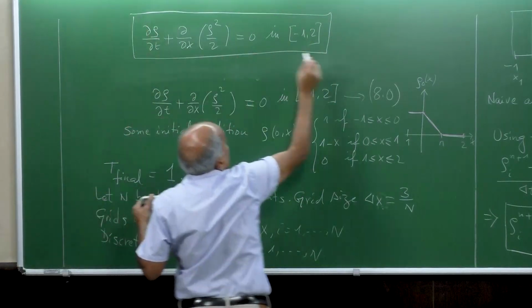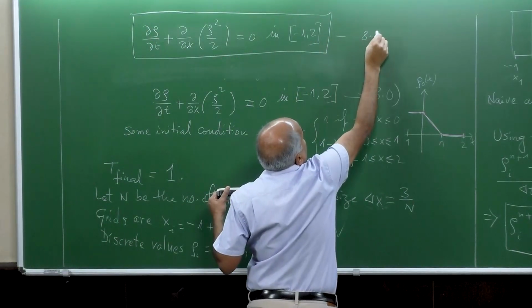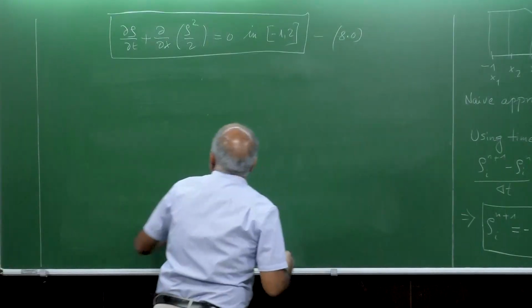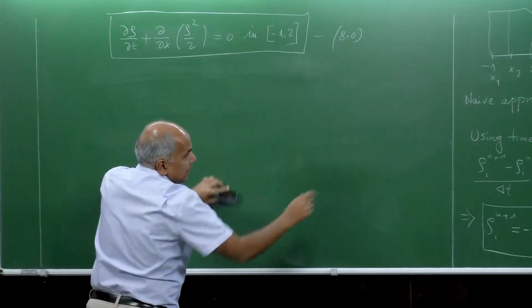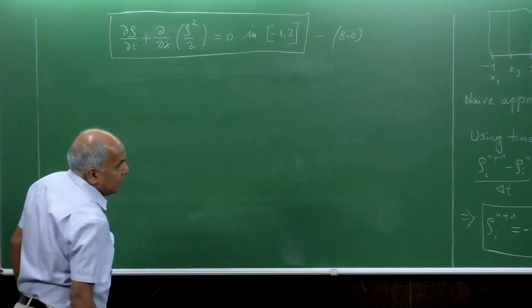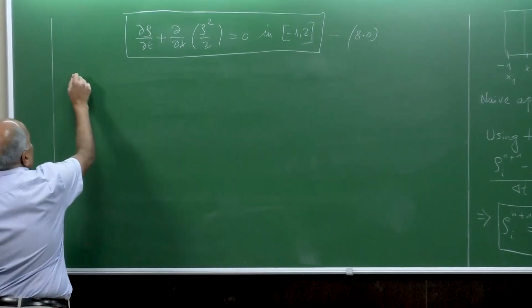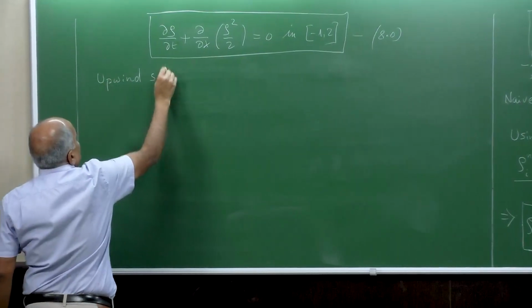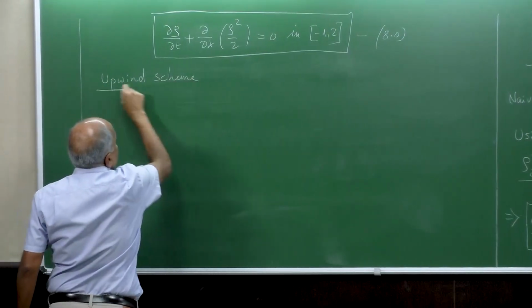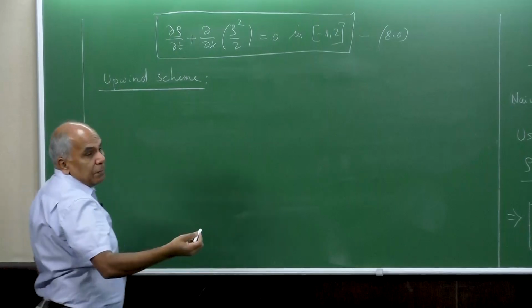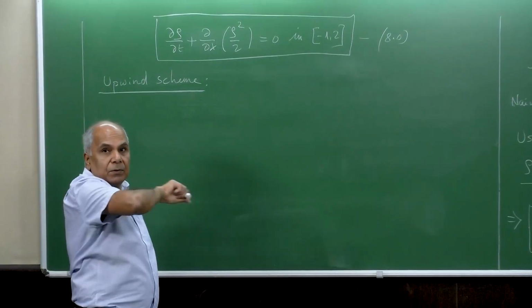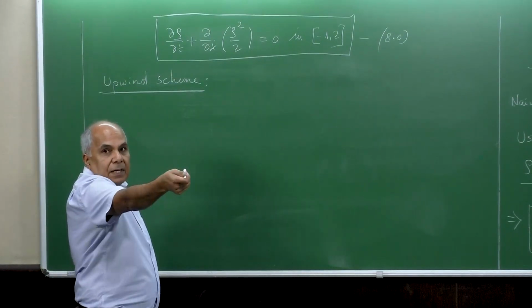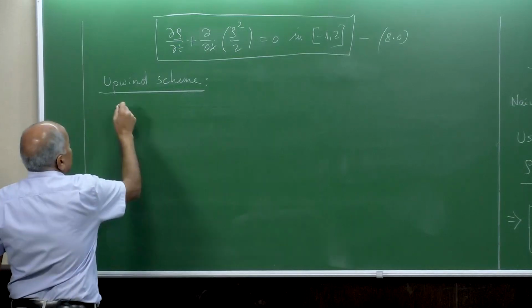So this is my master equation 8.0. Now if the central difference or naive approximation fails, we do the upwinding. Same idea as before: if it is positive, we follow from the left. If it is negative, we follow from the right.